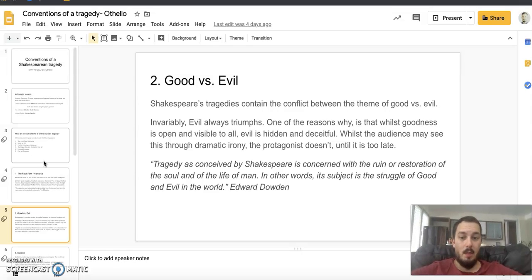And Edward Dowden wrote about this. He said that tragedy is concerned with the ruin or restoration of the soul and the life of man. In other words, subject to the struggle of good and evil in the world.